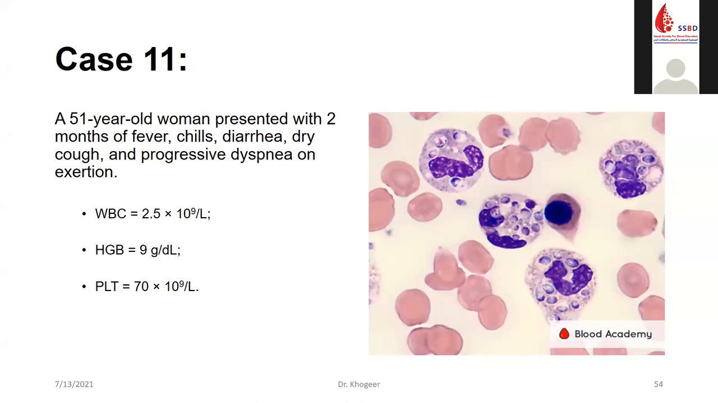Especially in the background. You will never see Auer rods in any context other than acute leukemia. However, there are some very, very rare findings showing lymphocytes with Auer rod-like inclusions, but they are not related to the leukemia process.